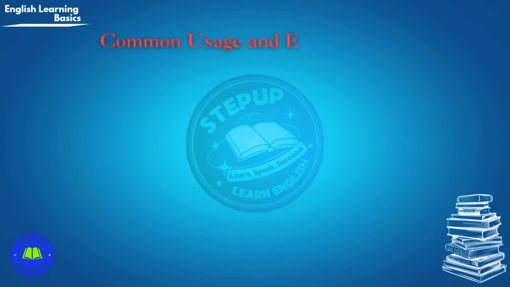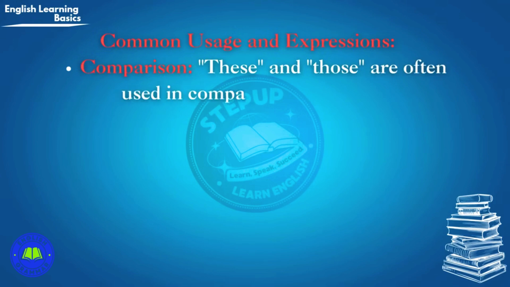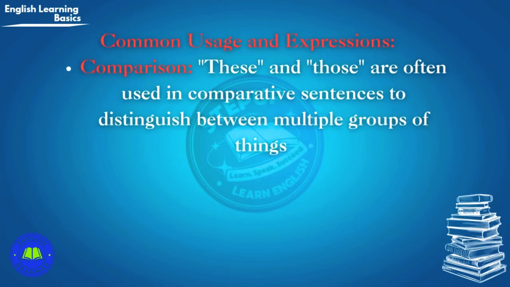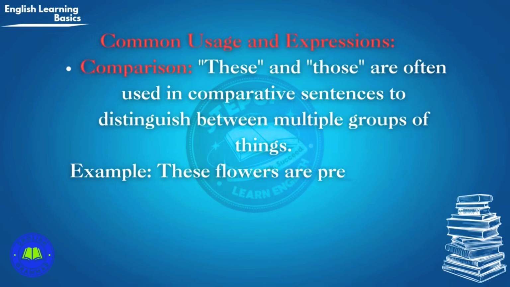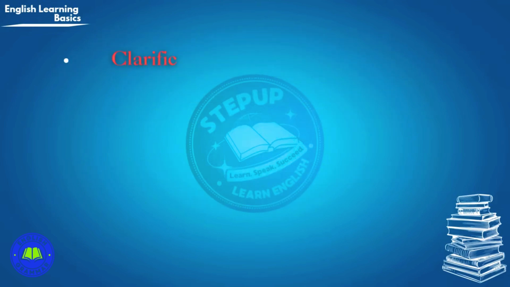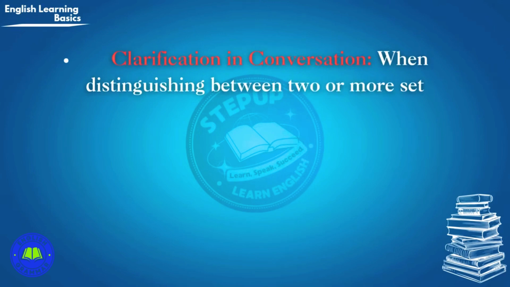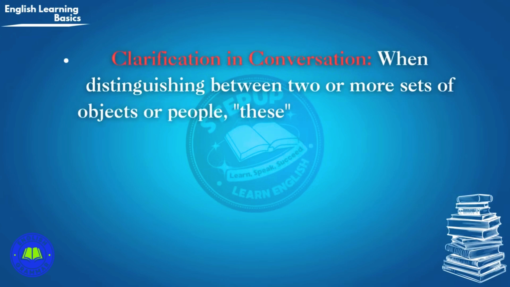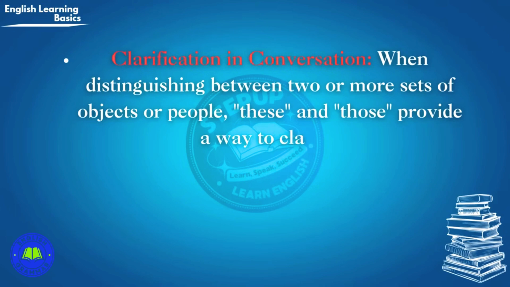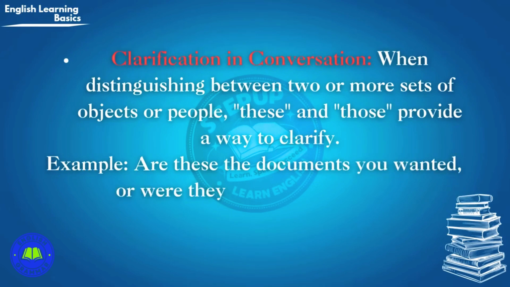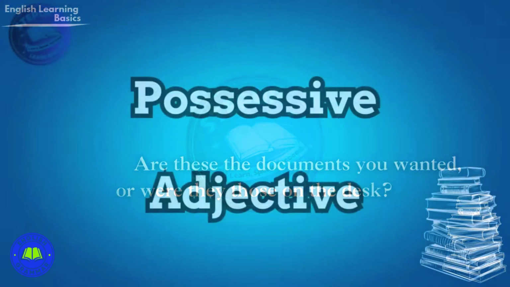Common usage and expressions. Comparison: these and those are often used in comparative sentences to distinguish between multiple groups of things. Example: These flowers are prettier than those over there. Clarification: in conversation, when distinguishing between two or more sets of objects or people, these and those provide a way to clarify. Example: Are these the documents you wanted, or were they those on the desk?